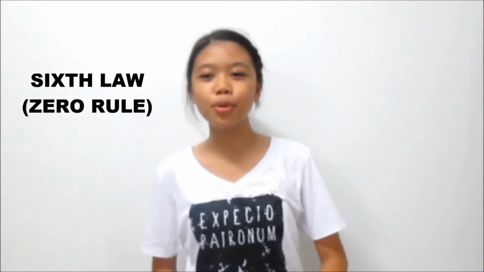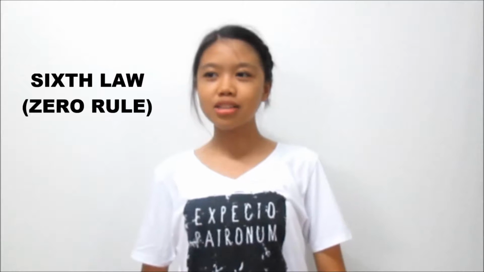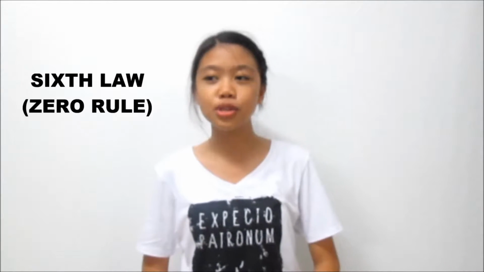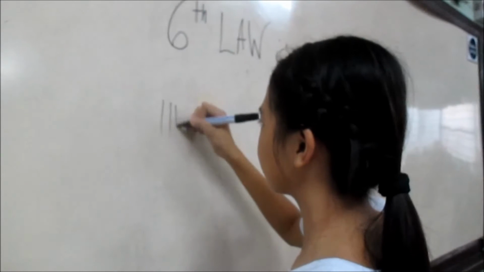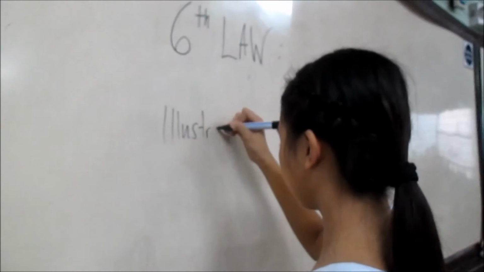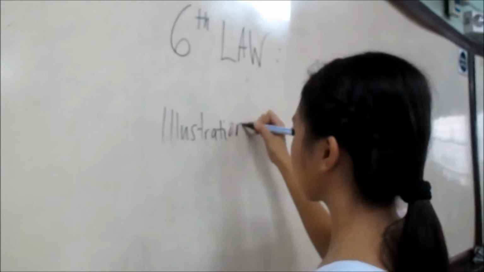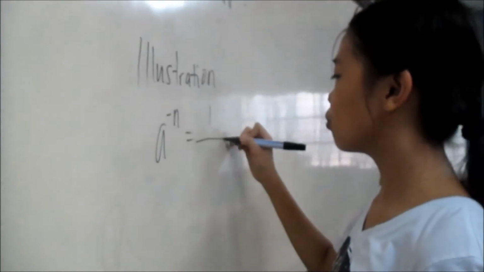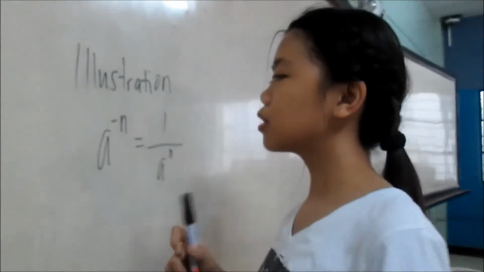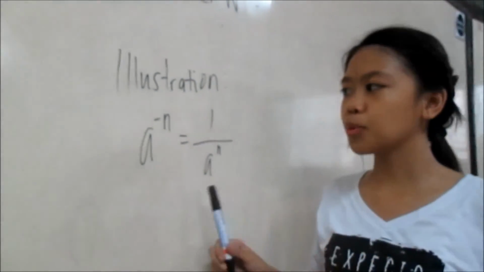Sixth law, the negative exponent rule. Any non-zero number raised to a negative power is equal to its reciprocal raised to the opposite positive number. So here's the illustration. a raised to negative n is equal to 1 over a raised to n, because we can have an exponent that is negative. Sometimes we'll encounter negativities in our life, but we have to stay positive.